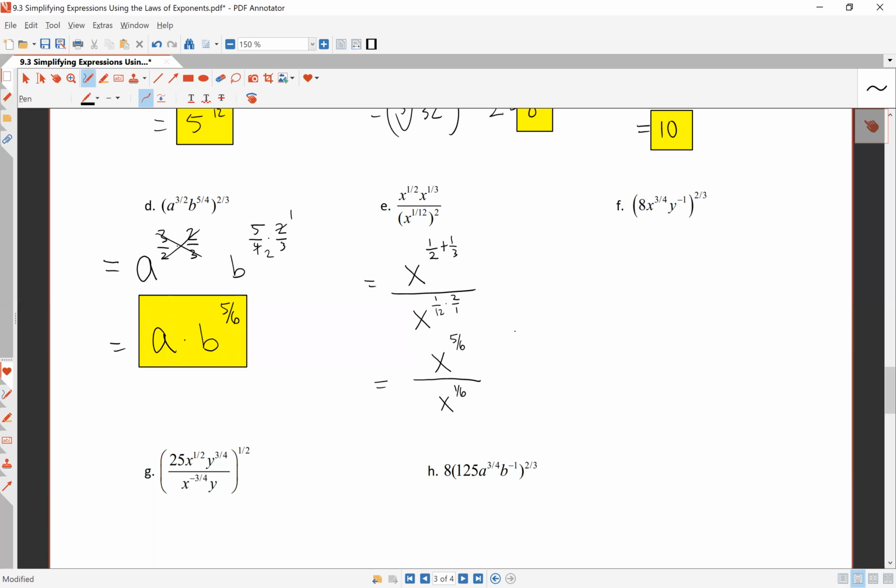Now that our like bases are being divided, we subtract the exponents, we subtract the denominators from the numerators, which gives us x to the 4/6. We reduce that and get x to the 2/3.